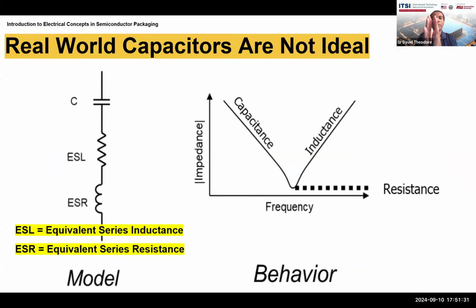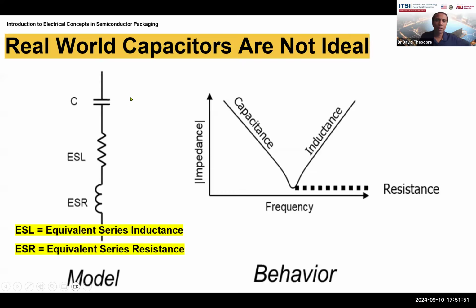So the plates provide a capacitance, and it's called a capacitance because it has a capacity to store electrical energy. That's what it's doing, right? Now, in the ideal world, that's all it does. But in the real world, nothing is as ideal as we might hope it to be.